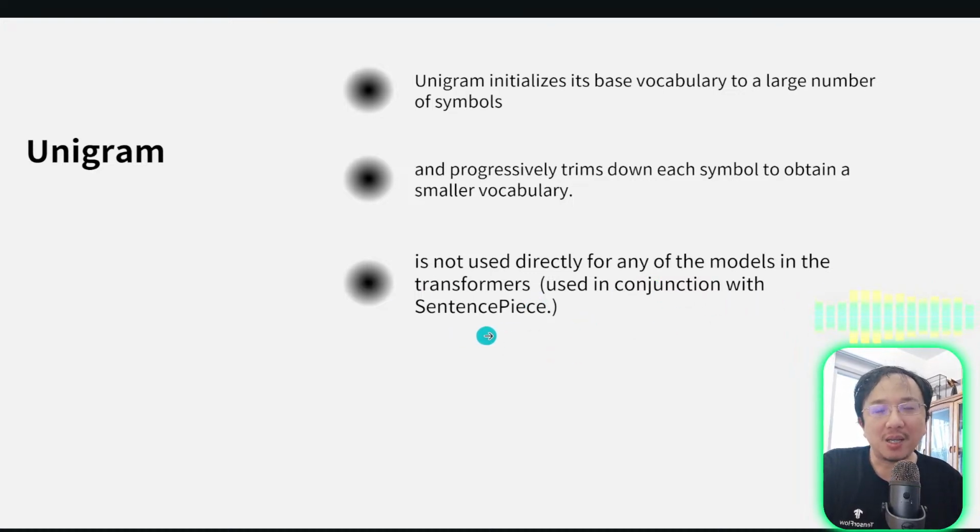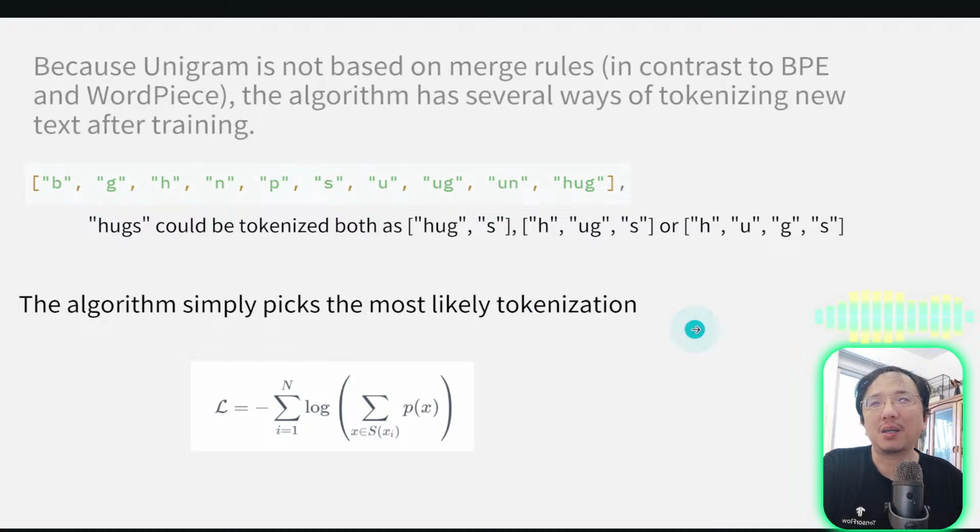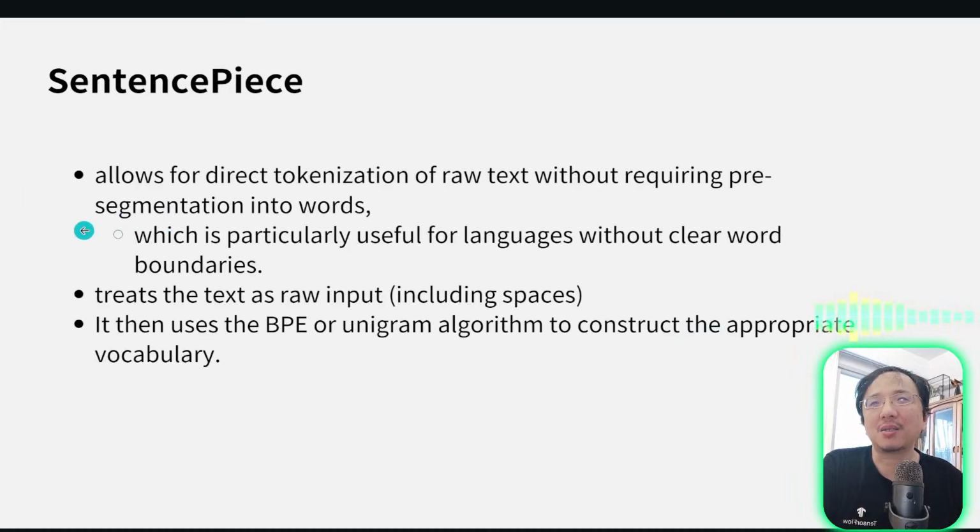Okay, so the unigram is not directly used in any models in transformers, but it is used in conjunction with SentencePiece. So what is SentencePiece? We are going to go about SentencePiece later. Okay, this is SentencePiece.